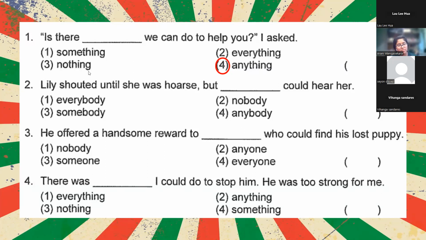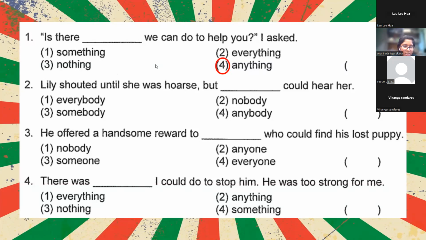Why is it not nothing? When you're saying do you need help, you can't say it's nothing. Yes, good. Okay, so we'll move on to the next question.